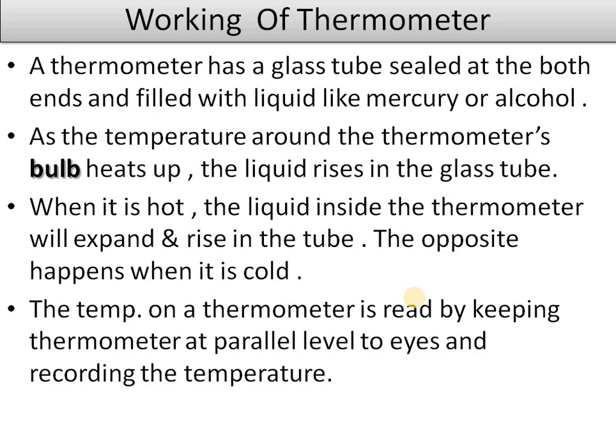The temperature of a thermometer is read by keeping the thermometer at parallel level to your eyes and recording them. You cannot bend your neck downwards and note down the temperature. The correct way of measuring the temperature is you have to keep the thermometer at your eye level, parallel, so that you can get the correct reading. Otherwise, you will misjudge it and note down the wrong readings. And second thing, you have to take readings frequently. Okay? After 5-10 minutes, if you repeat it, you'll get the average. This is the correct temperature. The basic unit which is used in India is degree Celsius.